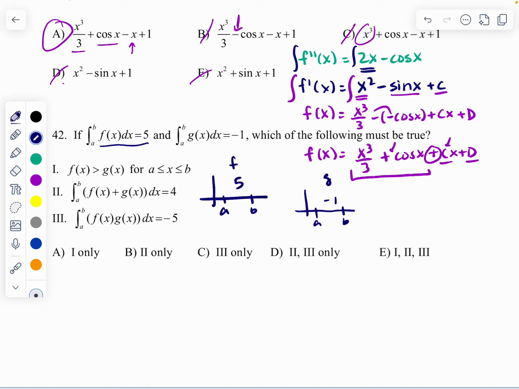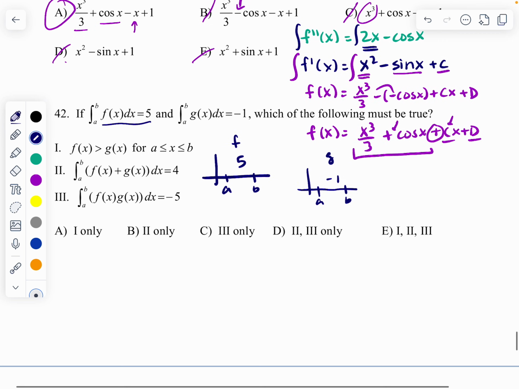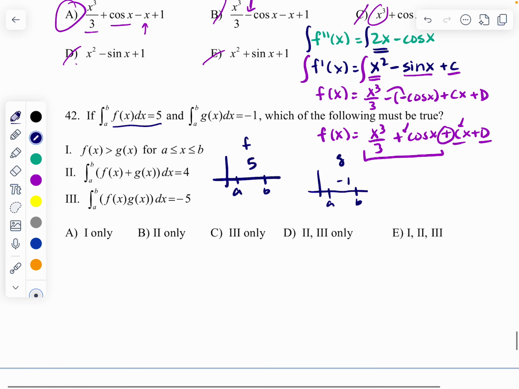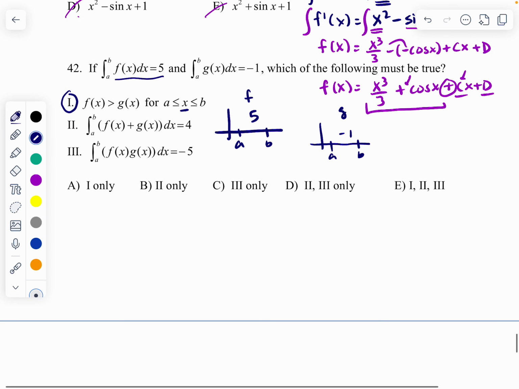Okay, so it probably has to go below the x-axis at some point. It might be above the x-axis, I don't really know. Now the question is, does f of x have to be bigger than g of x for all x between a and b? What that means is basically, does the function f of x, this is f of x, always have to be above the function g of x?